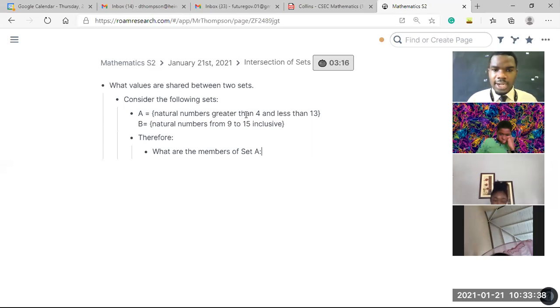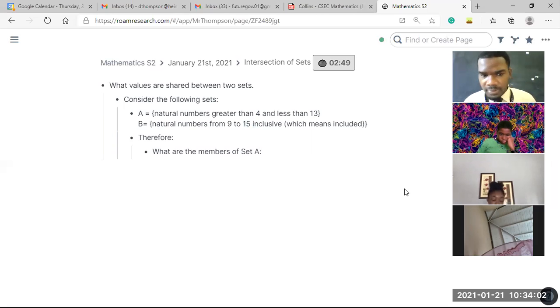Natural numbers greater than 4 and less than 13. Sir, does inclusive mean between? So inclusive now means 15 is included in that value, which means included.